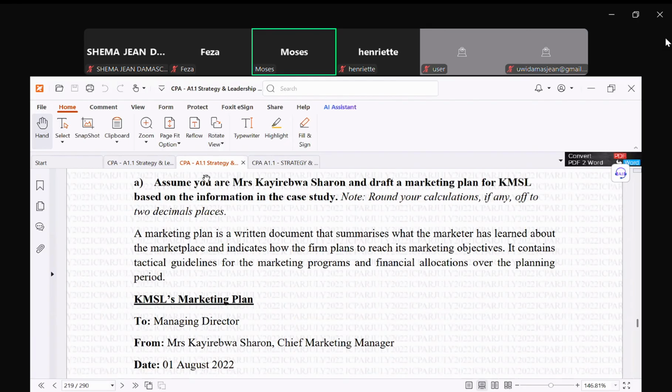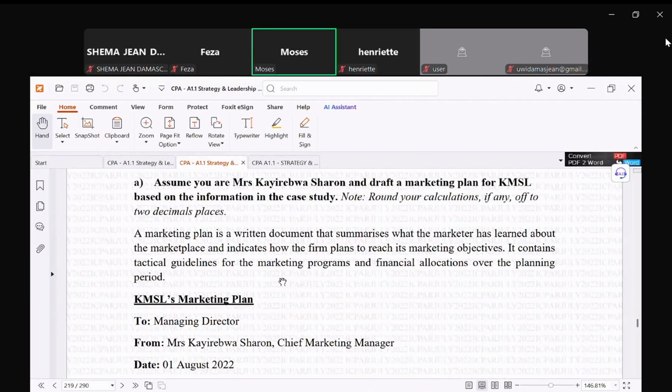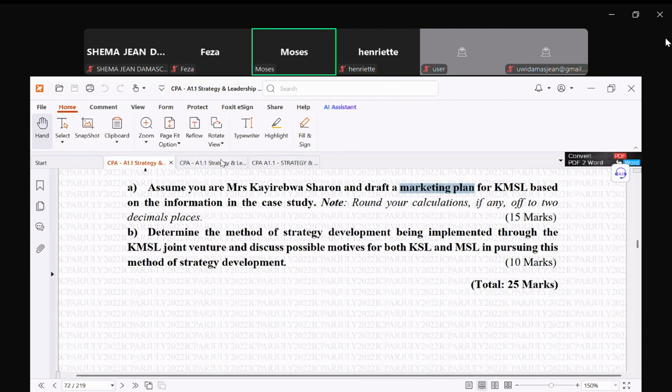This is the answer that was provided by ICPAD. They simply copied this part, and this is what they provided as the answer. Then they started answering the question, providing the marketing plan. Why? Because there is no diagram in your notes. That is very important. And why am I saying that?